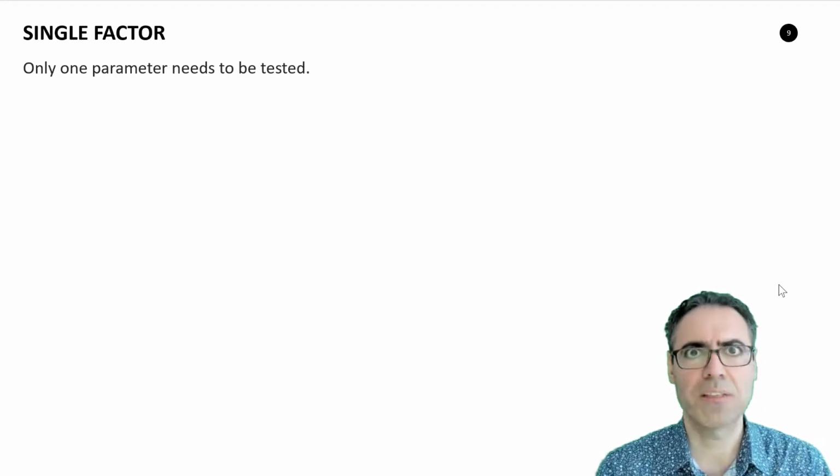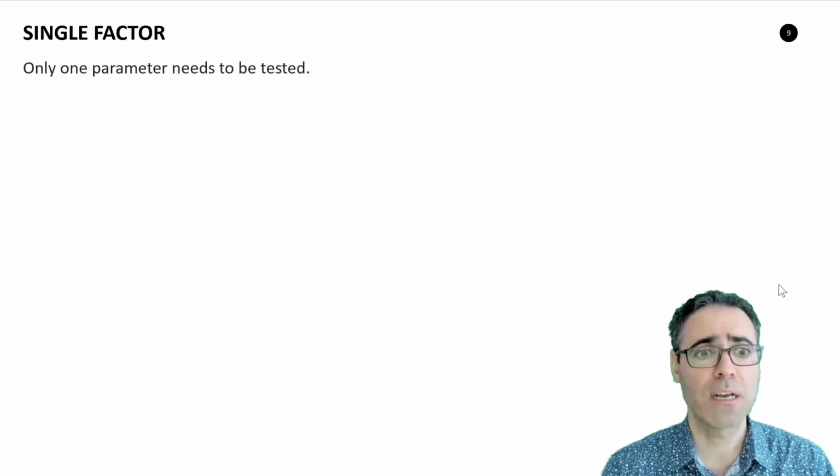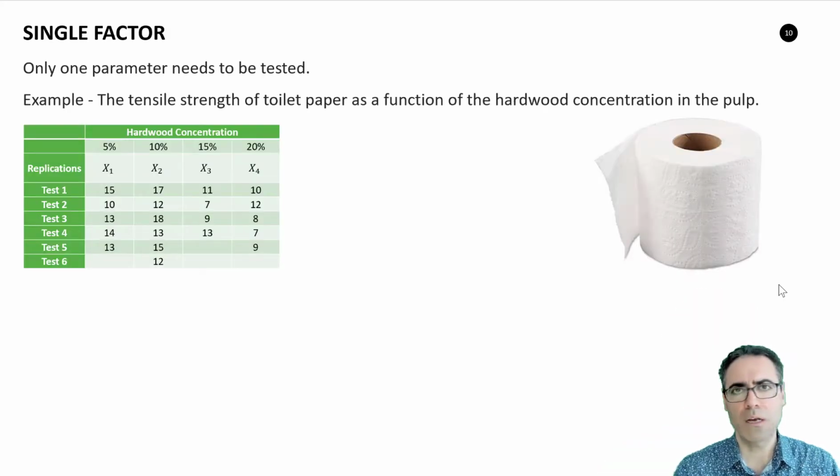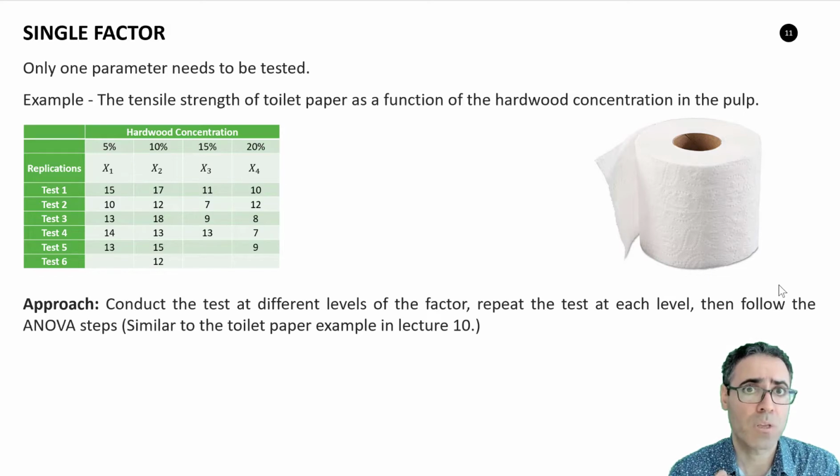Single factor, the very basic experimental test. It involves only one parameter. We need to test only one parameter. A good example from last lecture is the strength of toilet paper as a function of the hardwood concentration. So you saw in that example, we were interested in knowing if the amount of hardwood has an effect on the strength.